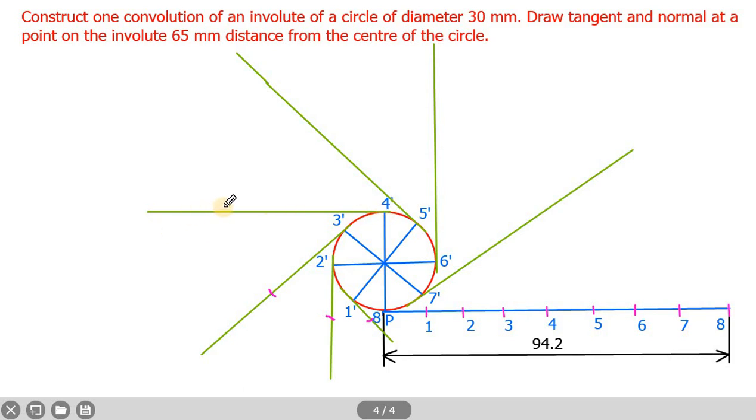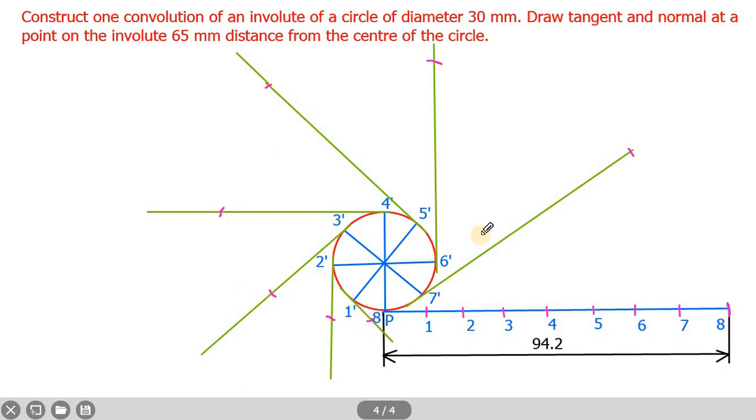through 4 dash. Similarly, 5 dash, 6 dash, 7 dash, and for 8 dash measure P8 as distance and with 8 dash as center, draw an arc on the tangent that is drawn through 8 dash. So that will cut exactly here.